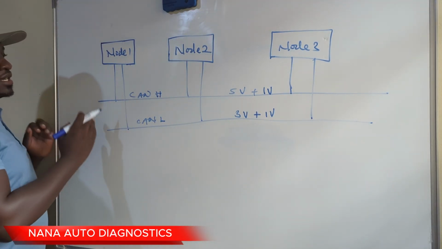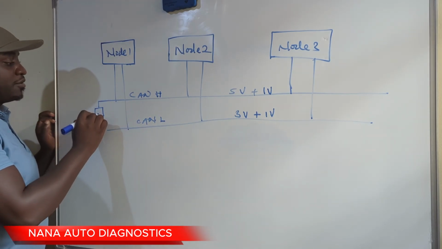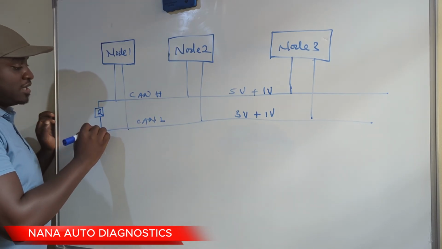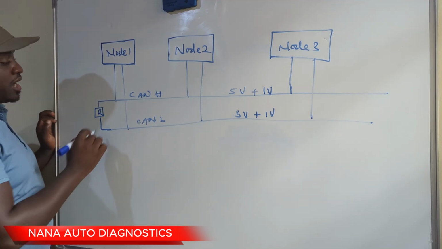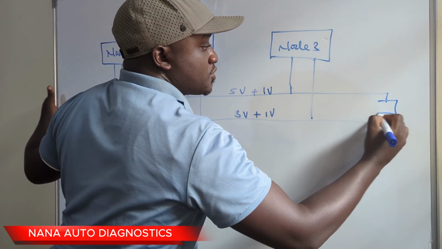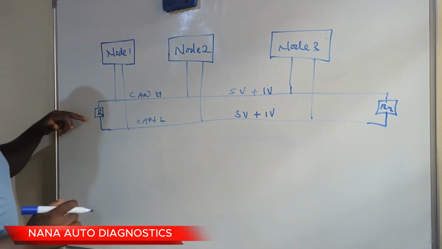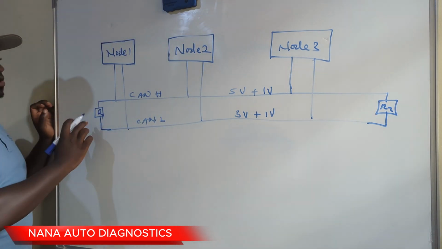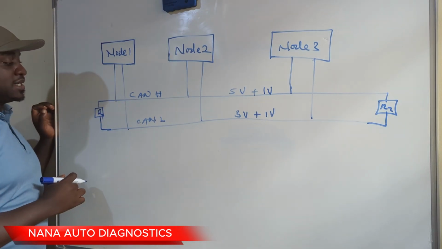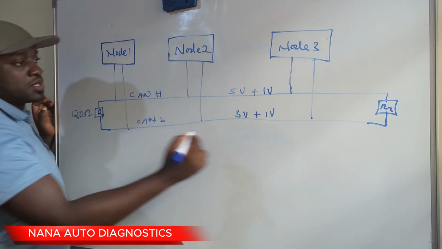So at the end of the CAN bus, we expect to have terminal resistors. Let me call this R1. Let me also call this resistance 2. Now these are known as the terminating resistors or terminal resistors, and they are usually of 120 ohms.